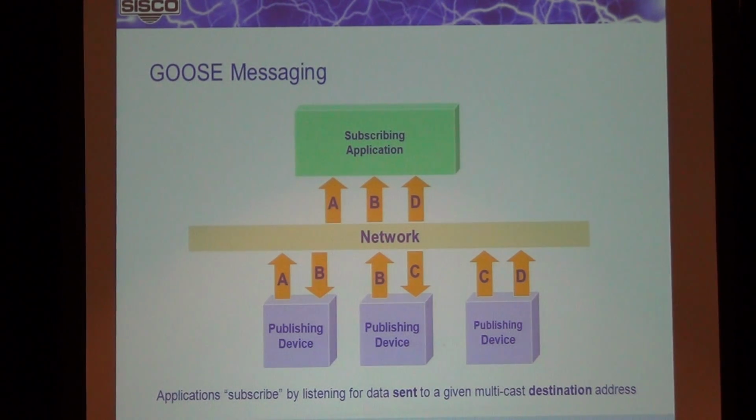Another service is GOOSE. GOOSE messaging allows devices to share information very fast. Here we have publishing and subscribing devices. The applications subscribe by listening for messages that are sent to a multicast destination address. Perhaps a little counterintuitive, you don't listen for where they come from. You listen to where the messages are sent to.